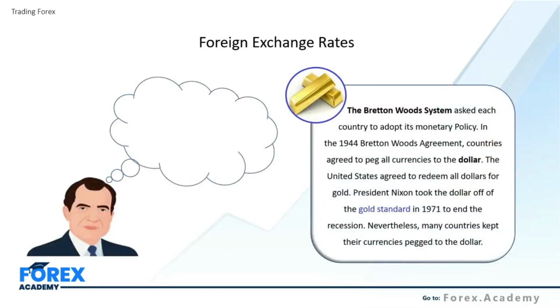In 1944, in the Bretton Woods Agreement, countries agreed to peg all currencies to the dollar. The United States agreed to redeem all dollars for gold. President Nixon took the dollar off the gold standard in 1971 to end the recession. Nevertheless, many countries kept their currencies pegged to the dollar. Okay, so that is what was very much the case in the past, pre-1971.